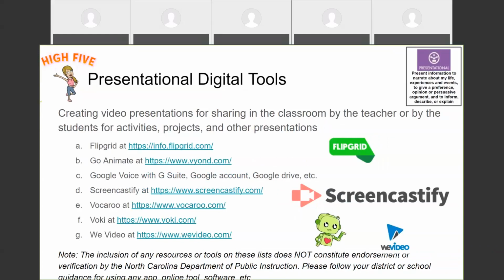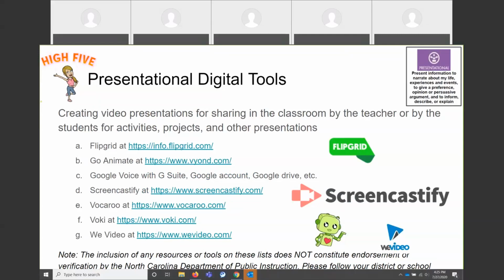And then extending that list just a little bit to some additional tools for creating video presentations for sharing in the classroom, whether it's you as a part of your lesson or sharing with your class, or you create a project or an activity that a student would need to create a presentation. These are also some helpful tools: Flipgrid, GoAnimate, Google Voice, Screencastify, Vocaroo, Voki, and WeVideo. They all are a lot of fun and are useful in different ways.